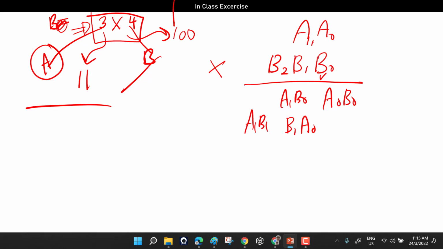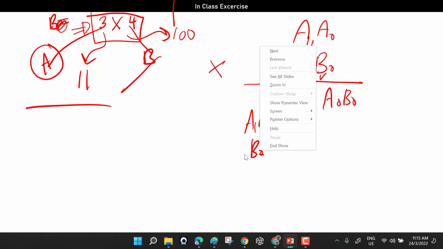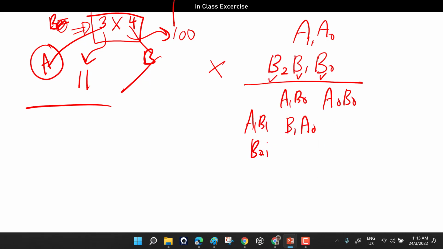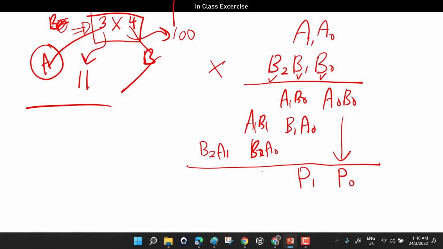Have I finished doing this? Not yet, because I haven't done B2. So for B2, where should I start? Here, B2 is below here. So the first one should be B2, A0, and the second one should be B2, A1. When this is done, this element will become your product 0, this is product 1, this is product 2, this is product 3.